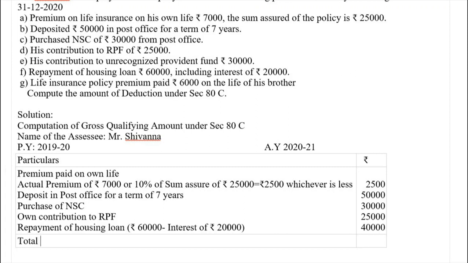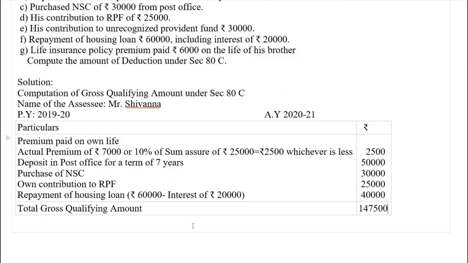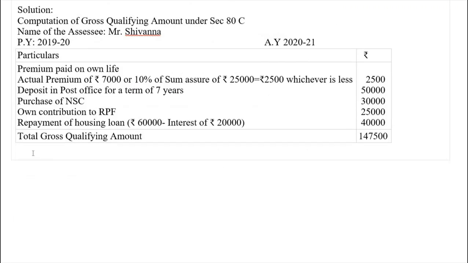So the total gross qualifying amount is equal to, here we should take the sum of 2,500 plus 50,000 plus 30,000 plus 25,000 plus 40,000. So the sum will be rupees 1,47,500. So this is what we get here. So now step 2 we should go for here.